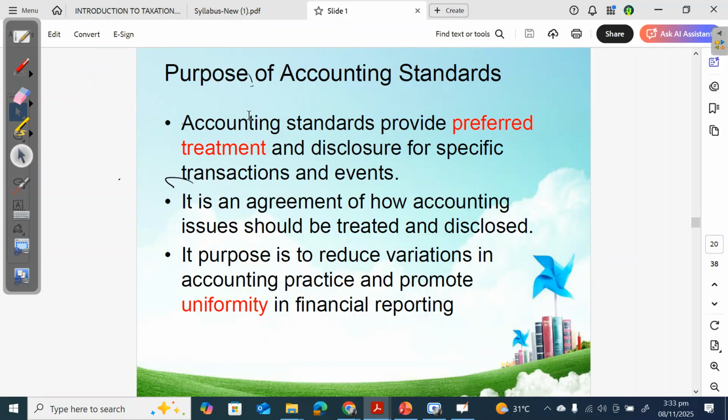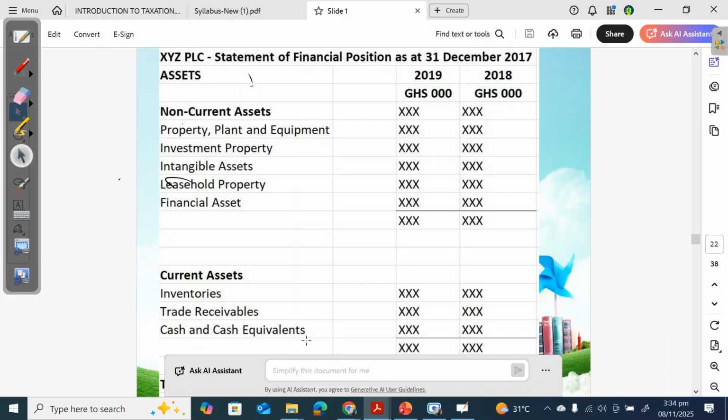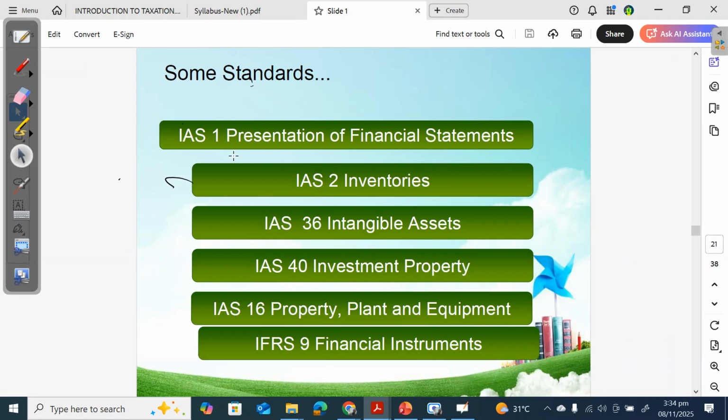So here are examples. There are lots of accounting standards, a number of them. Here are some. We have IAS 1, Presentation of Financial Statements. This standard provides guidelines on how to prepare your financial statements. IAS 2, Inventories. How do you report inventories in your accounts? This standard is there to check that.